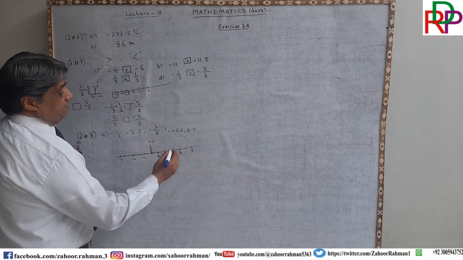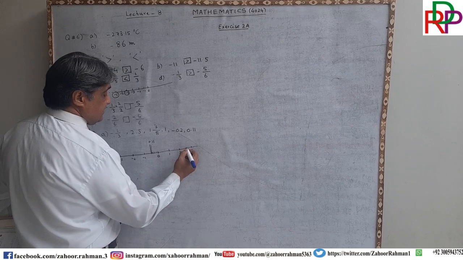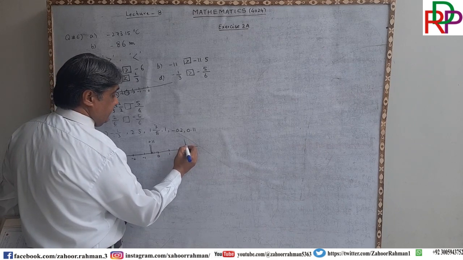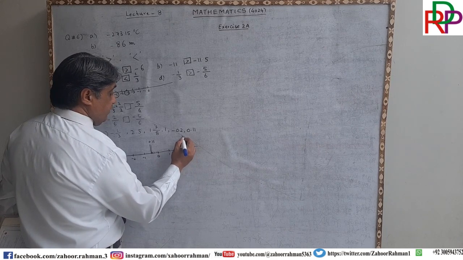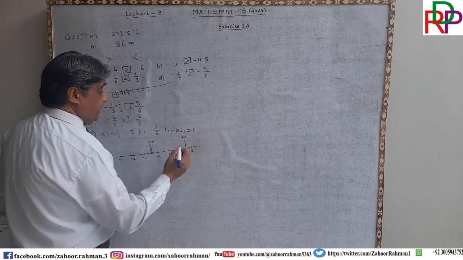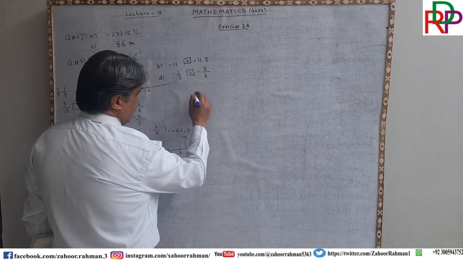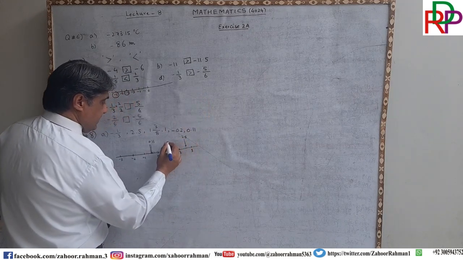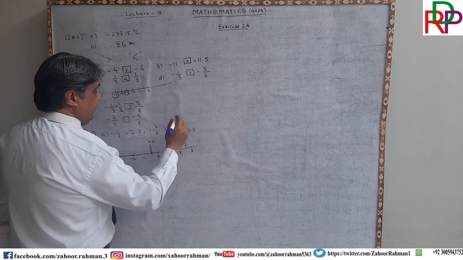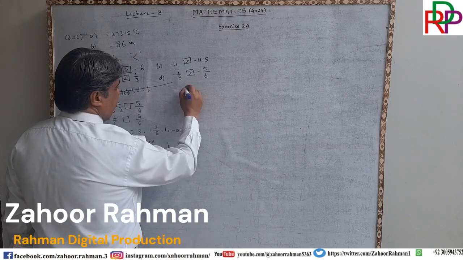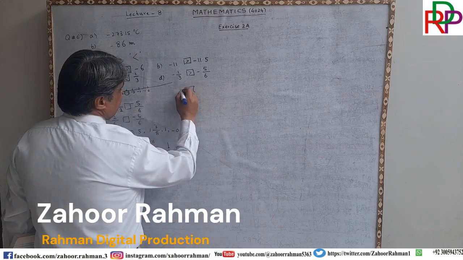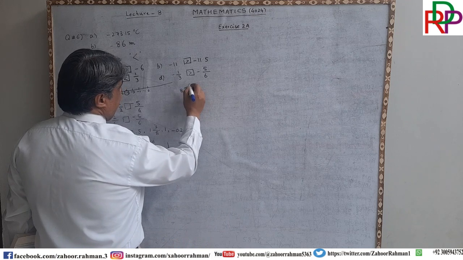Similarly, 2.5 will be here because this is the middle of 2 and 3. So that will be 2.5. Similarly, 1 whole 3 over 8. 1 whole is this one, and 3 over 8. We have to divide 3 by 8.